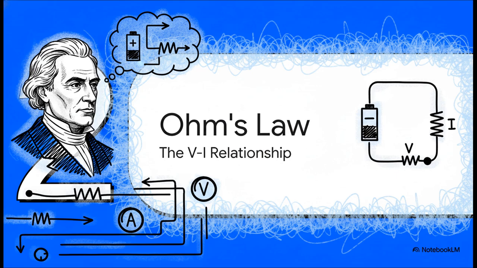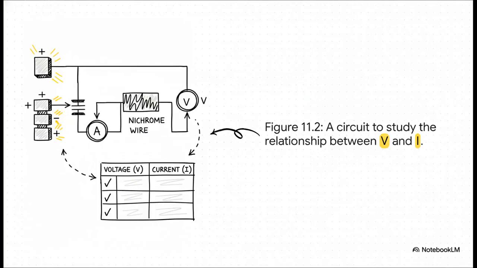Well, it turns out this is the exact same question that a German physicist, Georg Simon Ohm, investigated way back in 1827. He wanted to find the exact relationship between the potential difference, V, and the current, I. And this is how he did it. He set up a simple circuit, just like the one you see here. He took a nichrome wire, connected it to an ammeter to measure the current, and a voltmeter to measure the potential difference. First, he connected only one cell, and he wrote down the readings for V and I.